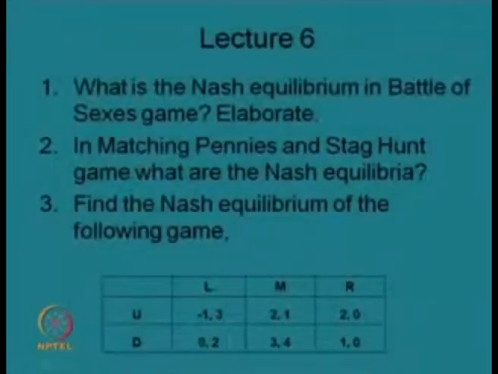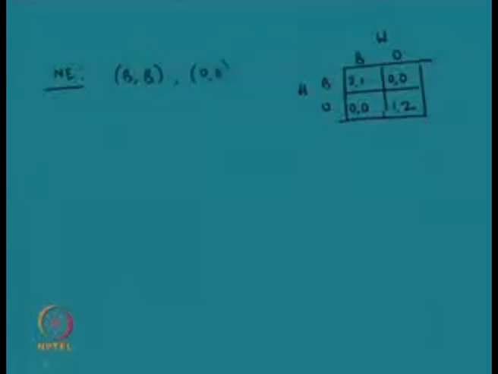What is the Nash equilibrium in Battle of Sexes game? Elaborate. Let us go back to the payoff matrix of Battle of Sexes game. So, this is how the payoff matrix looks like, and what is the Nash equilibrium? We shall see that there are two Nash equilibria here, one is BB and the other is OO. Payoffs, it is 2-1 and 1-2.